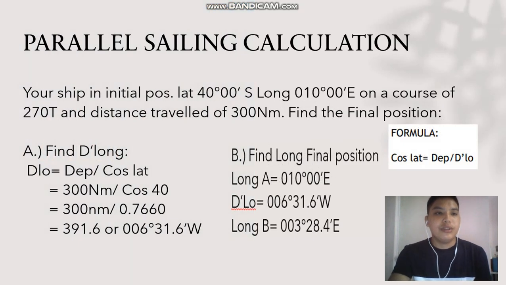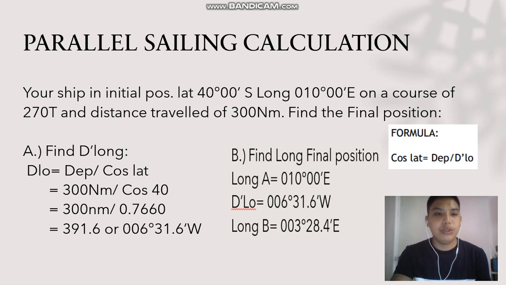My calculation. Your ship is in initial position latitude 40 degrees south and longitude 10 degrees east on a course of 270 true and the distance traveled is 300 nautical miles. Find the final position. So let's not forget the formula of parallel sailing, that is cosine latitude equals departure over D long. First we have to find the D long. D long is equal to 300 nautical miles over cosine 40.